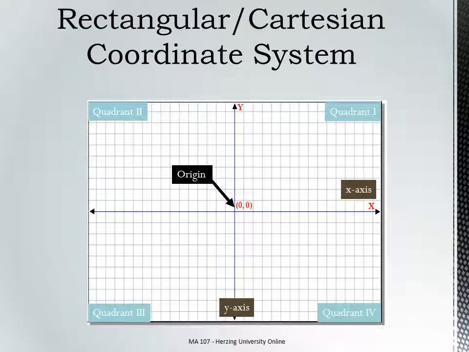Here is the Cartesian coordinate system. I am sure this looks familiar to you. The x-axis, y-axis, and origin are labeled. In quadrant 1, all x and y values are positive. In quadrant 2, the x values are negative and the y values are positive. In quadrant 3, the x and y values are both negative, and in quadrant 4, the x values are positive and the y values are negative.